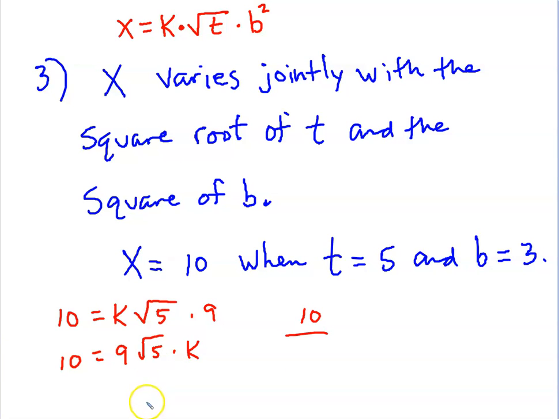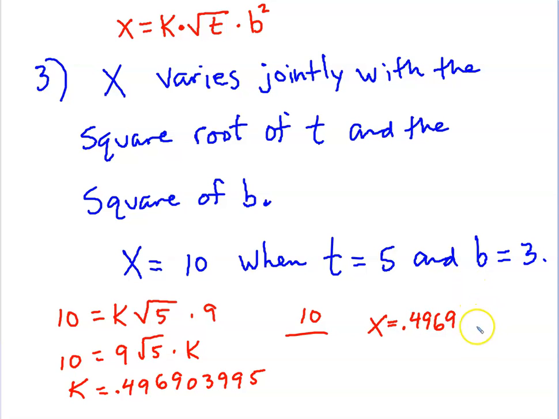And it looks like it's 0.496903995. And in a case like this, you don't have to round or show all of those. I'm going to go 4 decimal places, get as exact as you can. So to finish off my answer, now that we know what k is, we'll just plug that in. So x is equal to 0.4969 times the square root of t times b squared.